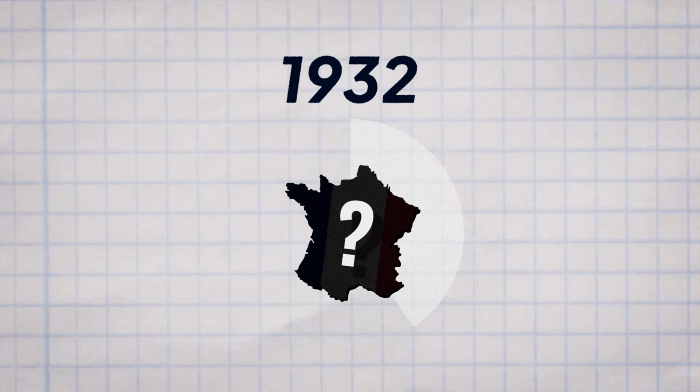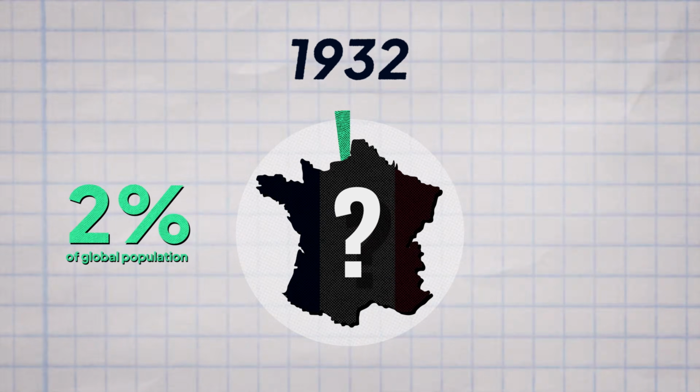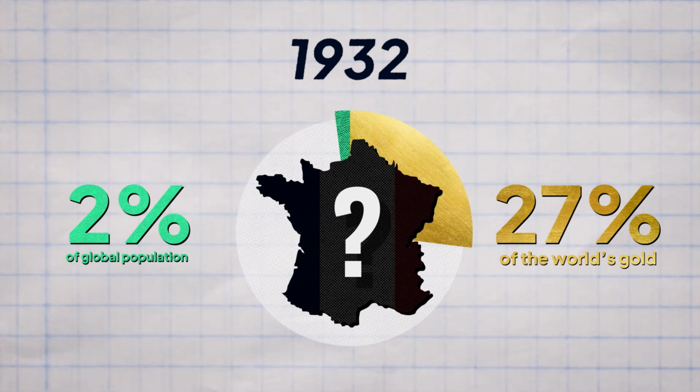All right, so a lot of people start trading gold for francs to take advantage of l'arbitrage. The country that shall not be named's gold stock triples, and by 1932, this country had 2% of the global population, but 27% of the gold.